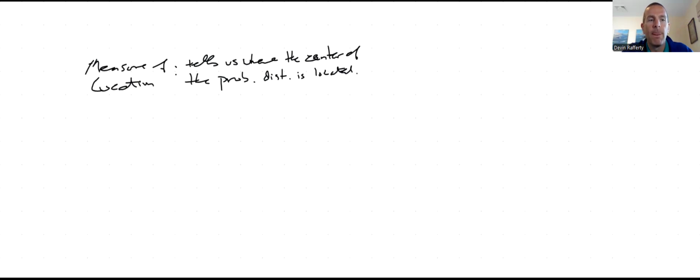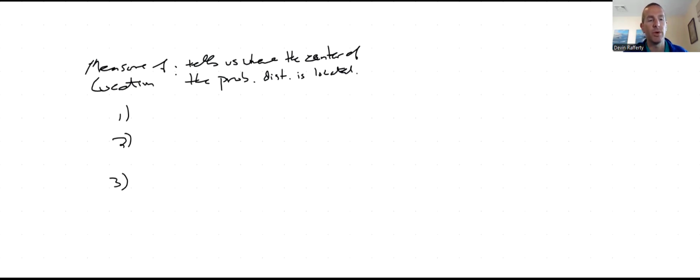Okay. So a measure of location is telling us where exactly is the center of the probability distribution located. Okay. In other words, what is the actual middle of male height, right? What is that value? Okay. It tells us where the center of the probability distribution is located. Now, there's three common measures of location in statistics.